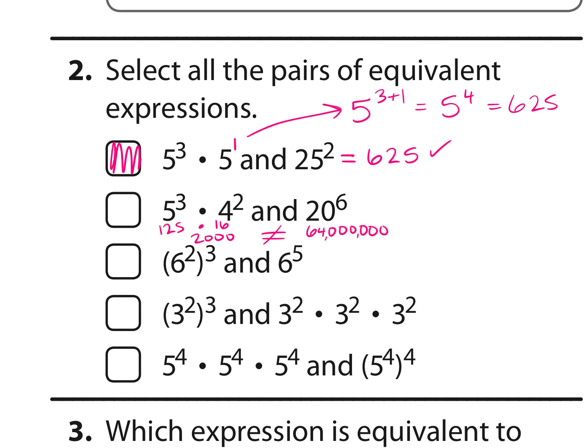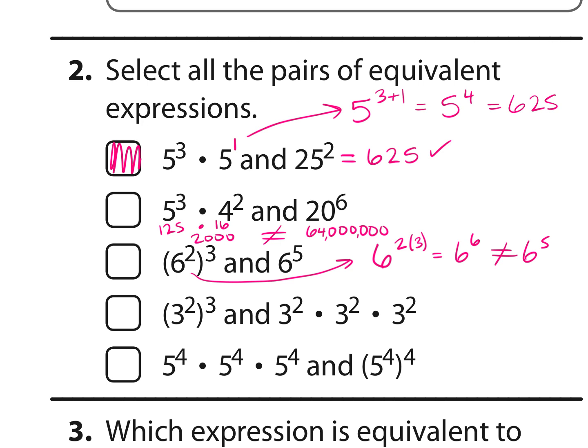Our next set, 6 to the second power raised to the third power. When we have a power raised to a power, we keep our base 6 and multiply the exponents to get 6 to the sixth power. That is definitely not equal to 6 to the fifth power.